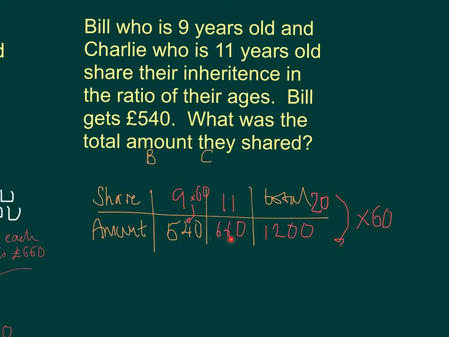11 times 60 is 660. Add those up, I get 1,200. Or I could say, I know the total amount of shares is 20. Each one is worth 60. 60 times 20 is 1,200. Total amount of money, £1,200.